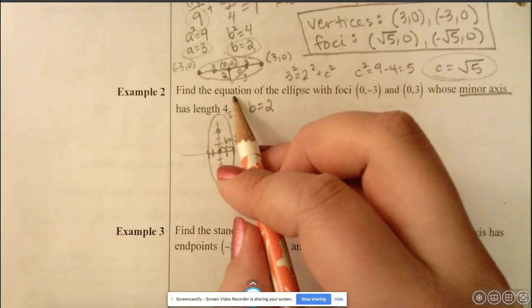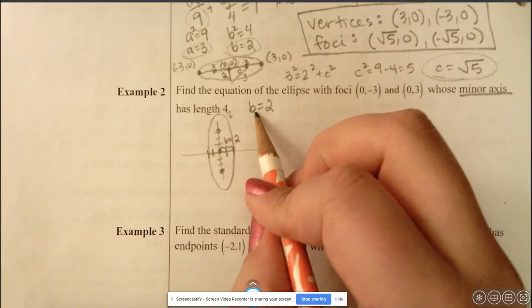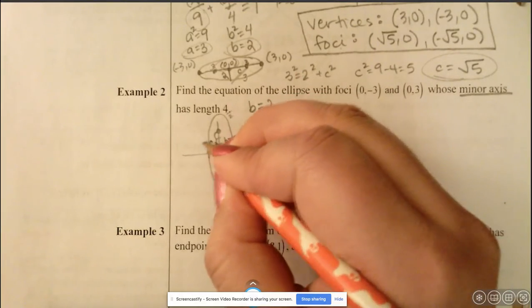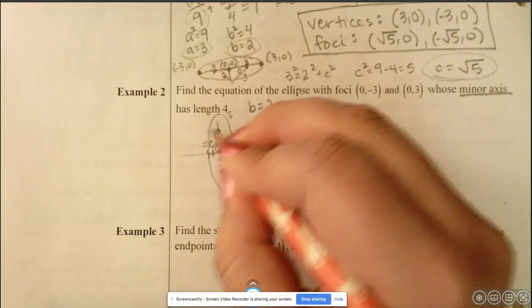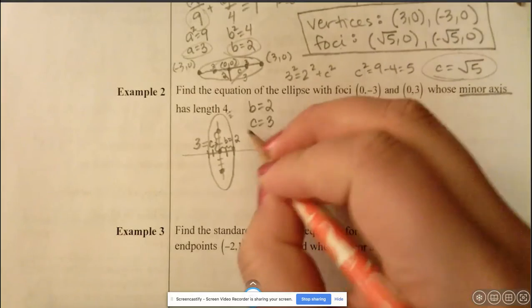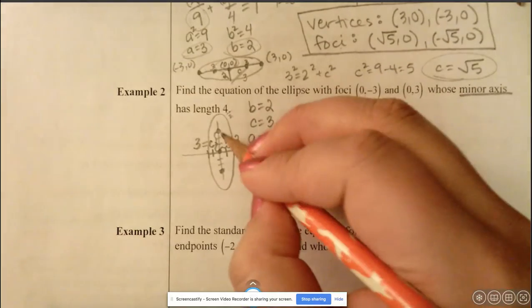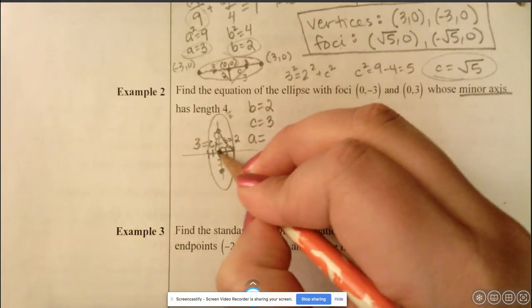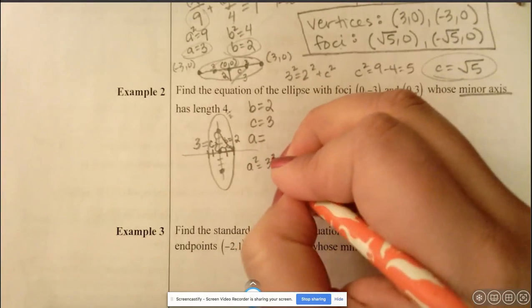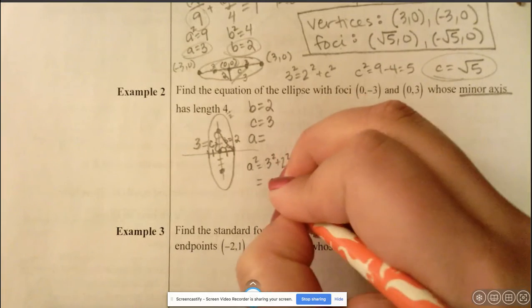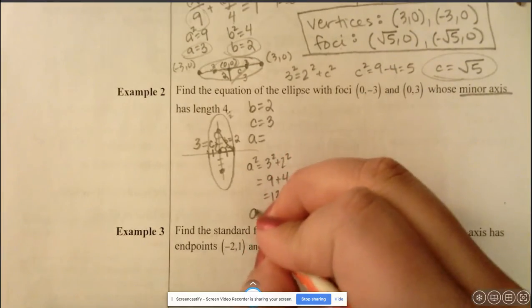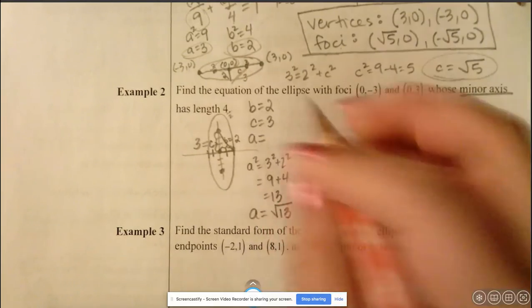Okay, but we want the equation of the ellipse. So I have B, I need A. Well, I also have C, which is a distance of 1, 2, 3. So I have C equals 3 and B equals 2, and we need to find A. Well, if I draw my triangle, A is the hypotenuse. So A squared equals 3 squared plus 2 squared. A equals the square root of 13.